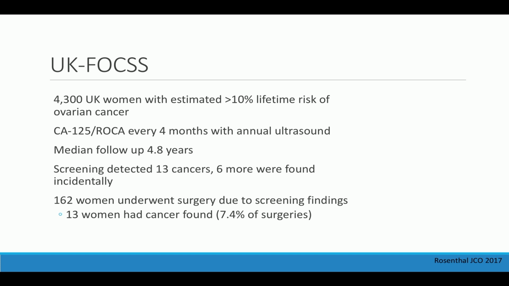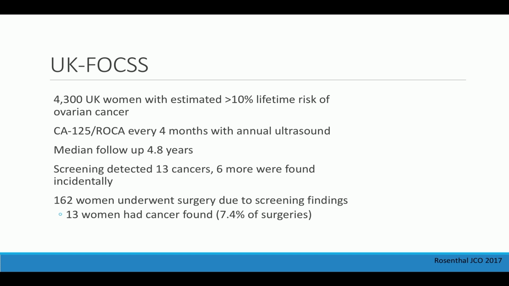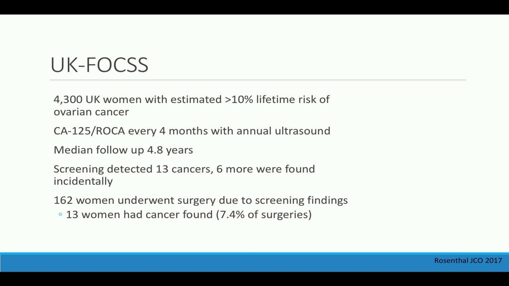They got a CA125, and that algorithm that trends your CA125 over time, called the ROCA I mentioned earlier, every 4 months with an annual ultrasound. So it's a lot of blood draws. They followed them up for a median of almost 5 years. And in these 4,300 women, they screened positive 13 cancers. They had 6 more women who had cancer detected incidentally on their risk-reducing salpingo-oophorectomy. So we do find some of those microscopic lesions when we do these preventative surgeries.